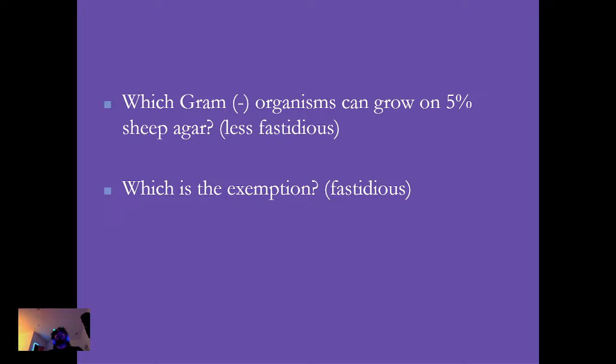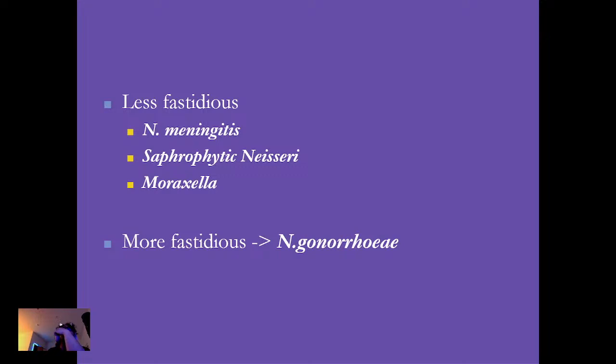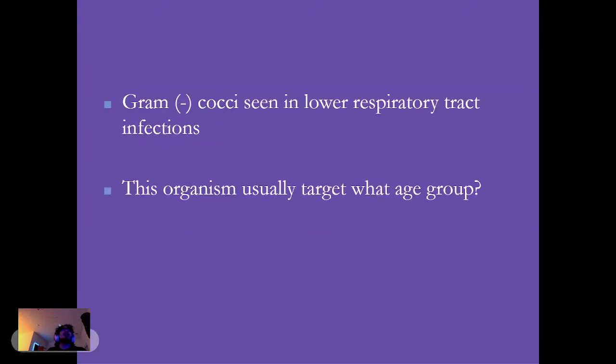These are less fastidious gram-negative organisms that can grow on 5% sheep blood agar. We have Neisseria meningitidis, saprophytic Neisseria, and Moraxella. The most fastidious is Neisseria gonorrhoeae because it is an intracellular parasite. Okay? These guys can grow happily in artificially prepared medium. Okay, next. Gram-negative cocci.